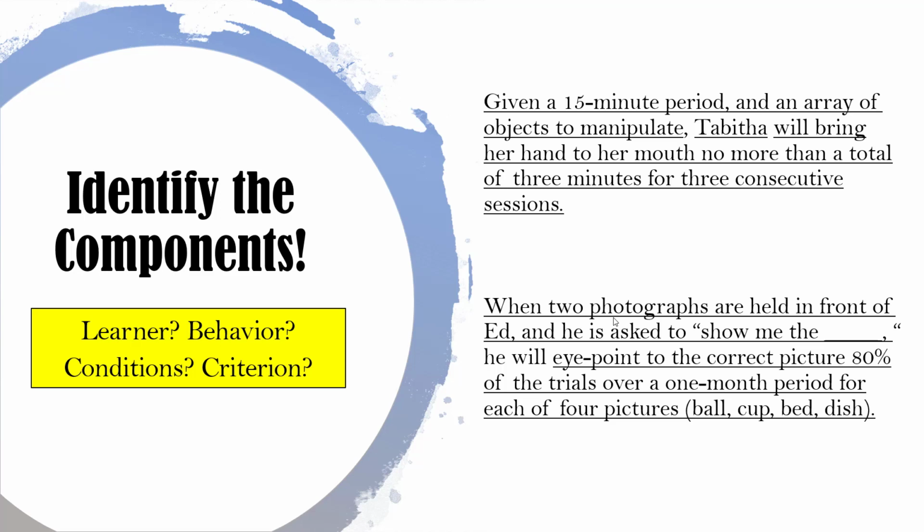So for the first one, given a 15-minute period and an array of objects to manipulate, Tabitha will bring her hands to her mouth no more than a total of 3 minutes for 3 consecutive sessions. So our learner is Tabitha. Our behavior is we want her to bring her hand to her mouth. And the conditions are given a 15-minute period and an array of objects to manipulate.